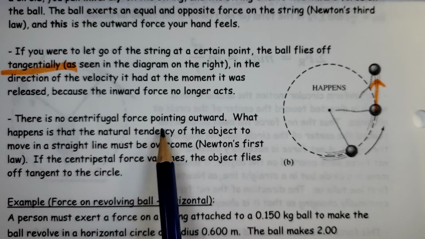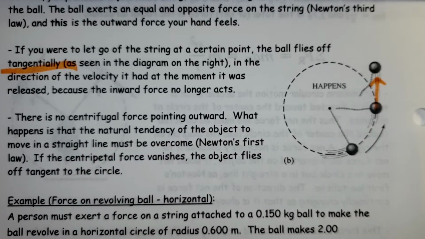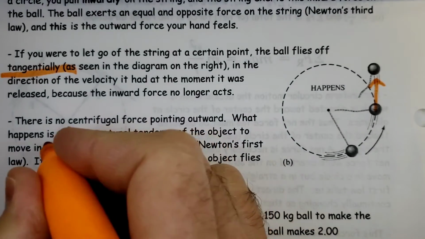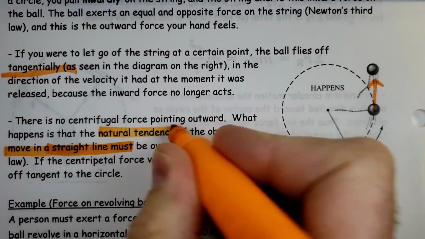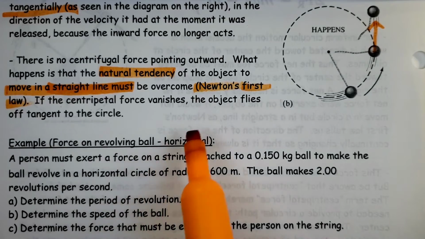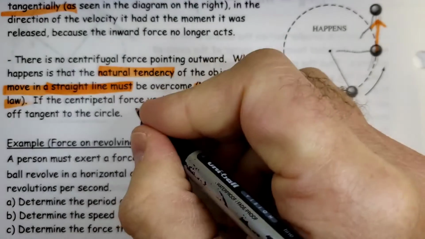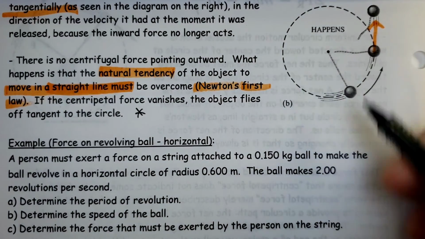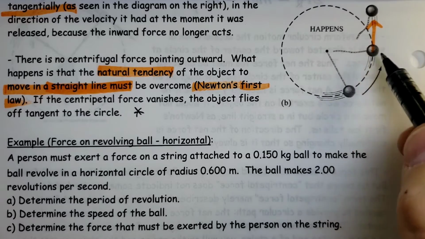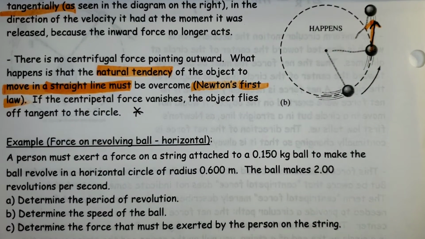There's no centrifugal force pointing outward. What happens is the natural tendency of an object to move in a straight line, which of course is Newton's first law. If the centripetal force vanishes, that's the key thing to note. So if I somehow get rid of that inward force, then Newton's first law, object in motion wants to stay in motion in a straight line, tangent to the circle.